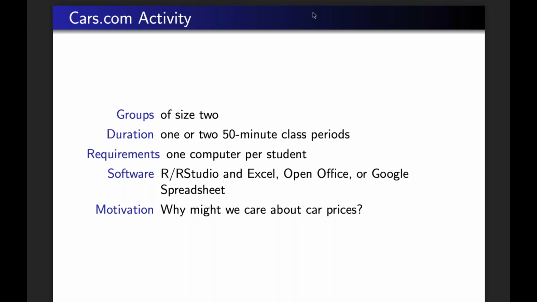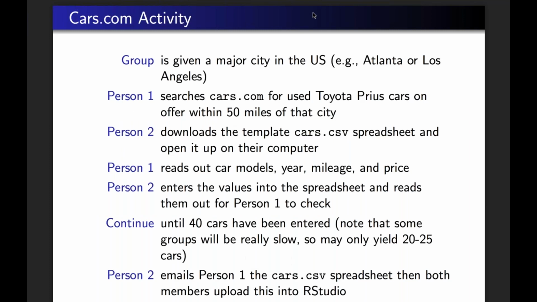And again, we want to start with some motivation for the students. Why might they care about car prices? Then each of the groups is given a major city in the U.S. I want to see if there are any regional differences as they collect these data. I'll eventually be collating it all. So Atlanta or LA might be two of those. Then they complete this process to generate data on about 40 cars.